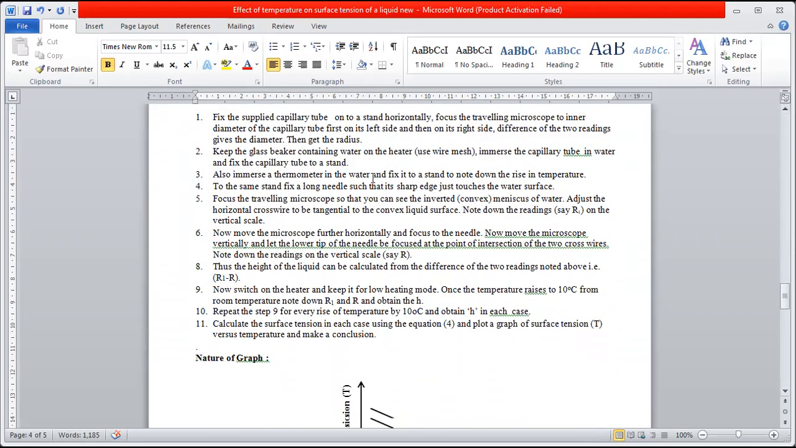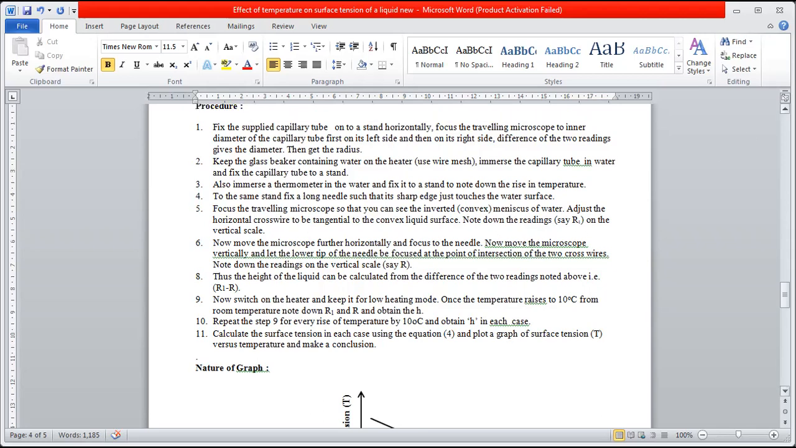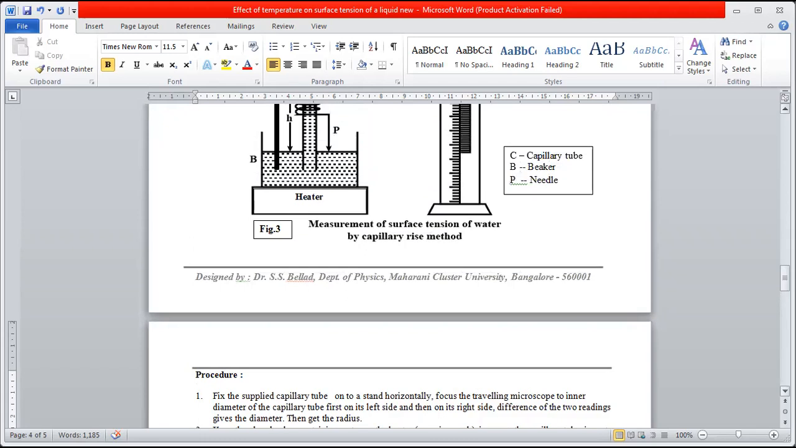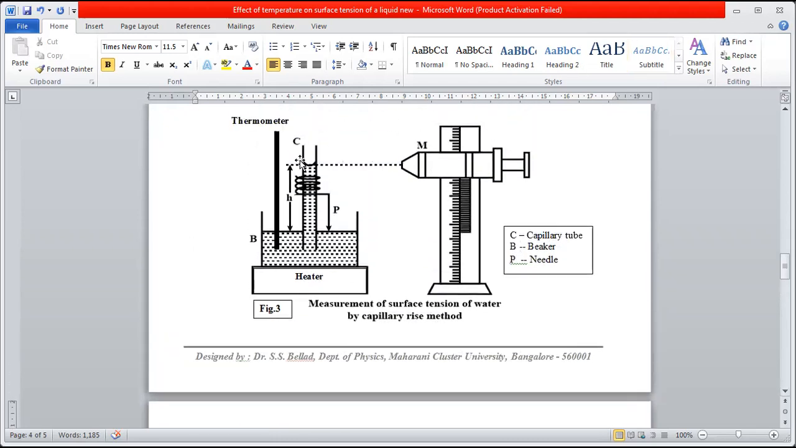And focus the traveling microscope so that you can see the inverted or convex meniscus of the water. Adjust the horizontal crosswire tangential to the convex liquid surface. Note down the reading, say R1, on the vertical scale. So here, the meniscus of the water in the capillary tube is seen through this telescope.